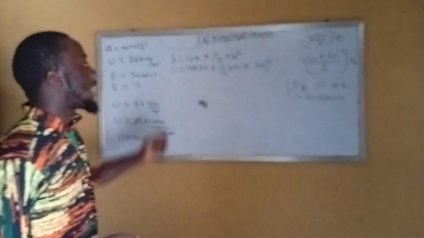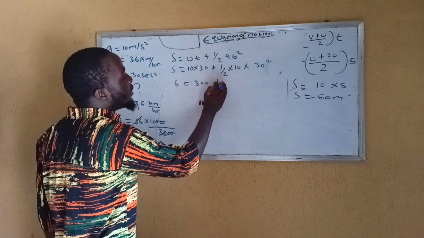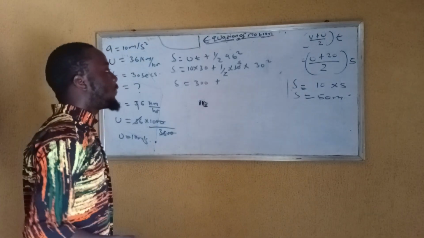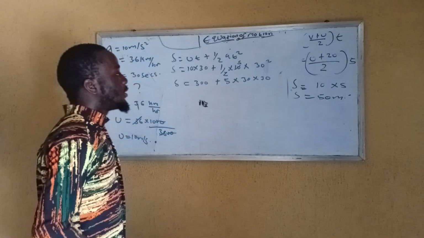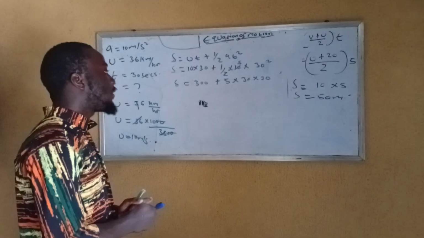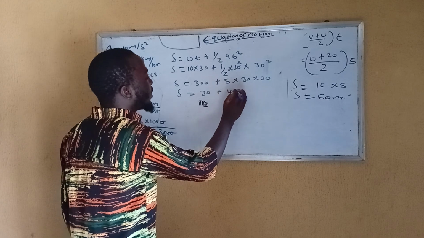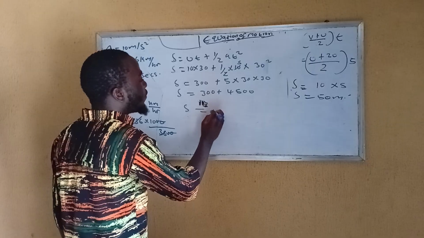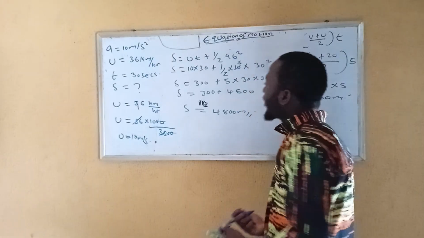So now I can say S is equal to 10 times 30, that should give us 300, plus 1 over 2 times 10, which is 5, so 5 times 30 times 30. 30 times 30 should give us 900. So 900 times 5 should give us 4500. So we have S equal to 300 plus 4500. So S is equal to 4800 meter. Final answer.